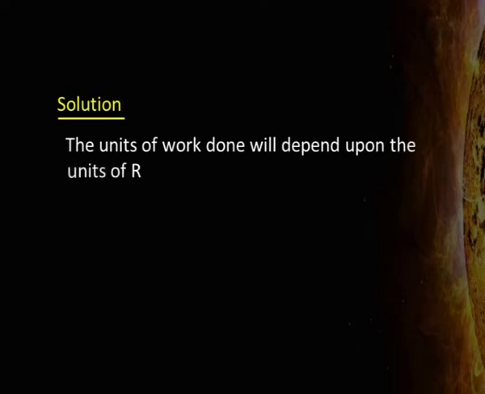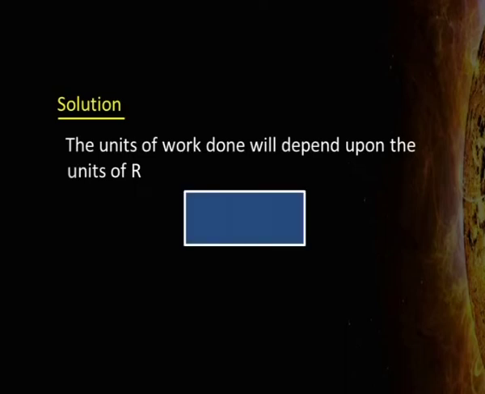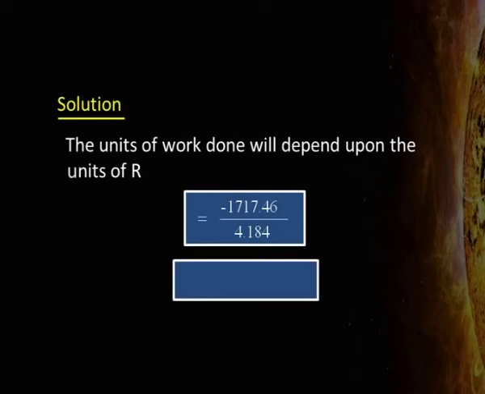The units of work done will depend upon the units of R. Here we have taken R in the units of joule per Kelvin per mole, hence the units of work done will be joules. If we want to convert this work in calories, it has to be divided by 4.184. Therefore, minus 1717.46 joules will be equal to minus 410.46 calories.